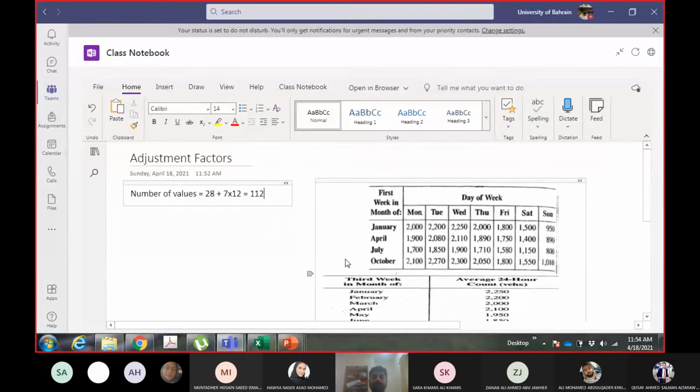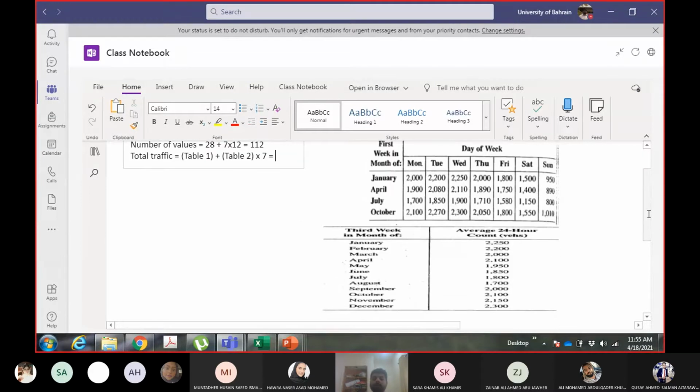So ADT will be taken as an average of 112 values. Now I should calculate total traffic in these 112 days. So I will take the values from the first table as they are, because each value is for 1 day. So all values from table 1 plus all values from table 2, but each value is for 7 days, right? Each value is for 7 days. So I'll multiply by 7. So give me the total number here.